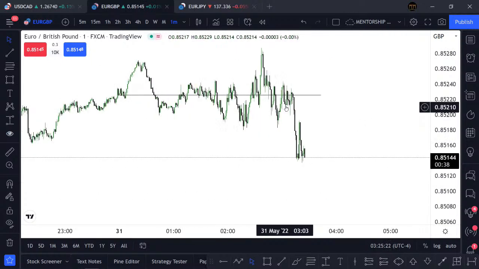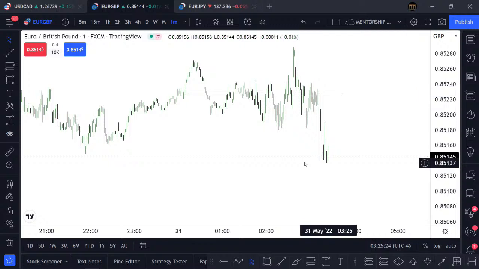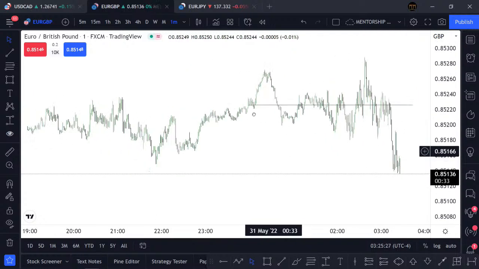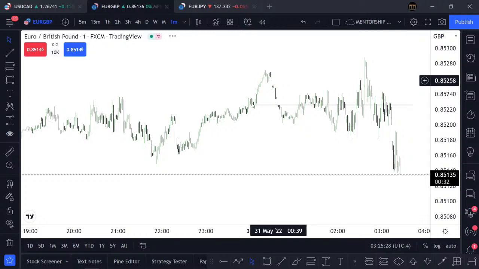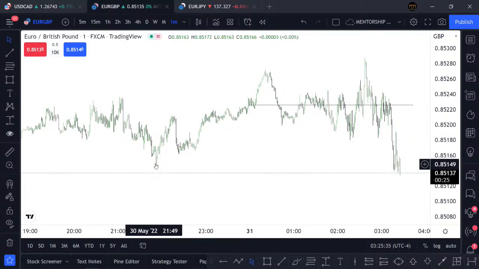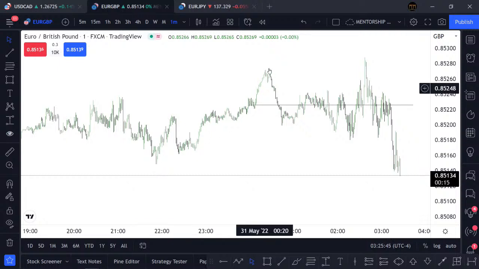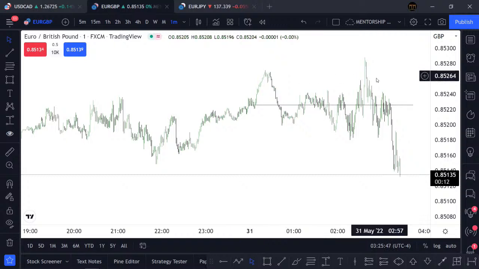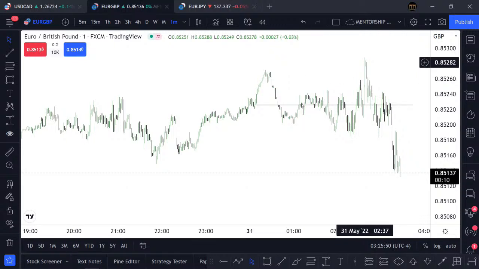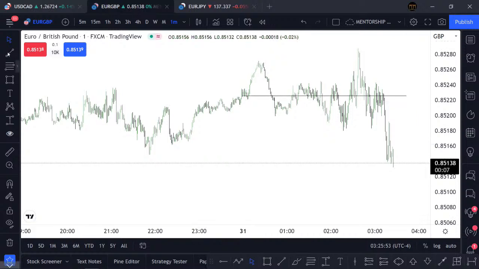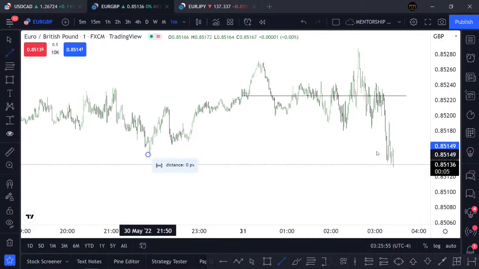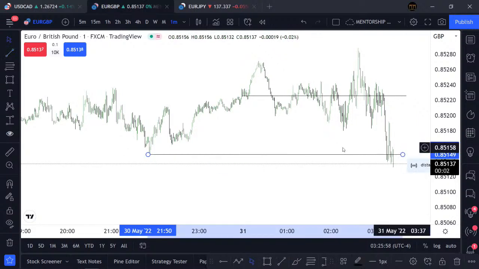So the manipulation will drop below this low. Fine, price traded above this high, but this high came in past midnight. So I'm looking for this low that came in before midnight. Okay, that is how we're going to use this setup. We're only looking for highs and lows that came in before midnight, not highs and lows that were formed after midnight. Okay, it won't do you any better. So I'm going to mark this low right there.